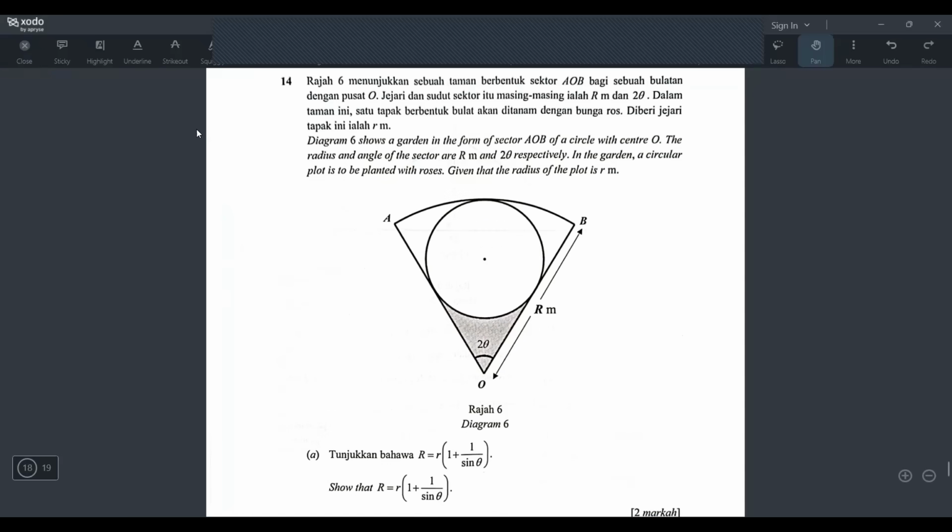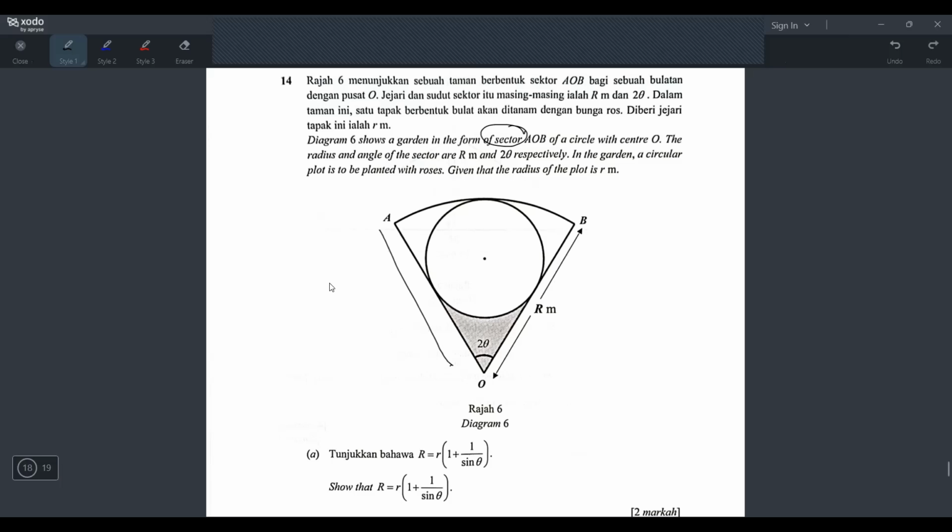Okay, let's continue with number 14. I think this is circular measure. Just from the diagram, you can tell it's circular measure. Diagram 6 shows a garden in the form of sector AOB. So this is a sector and it's also a garden. So sector means it consists of two radii. So two radii must be the same length. So this is R. So this must be R as well.